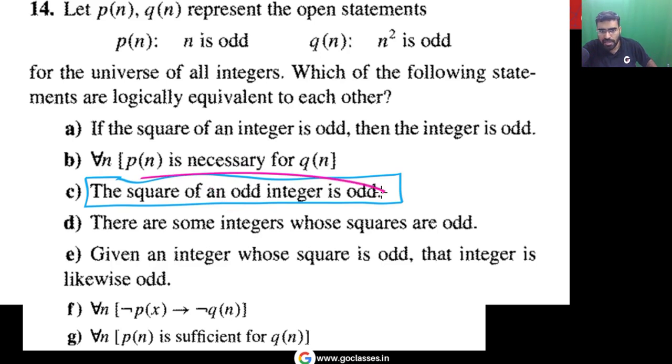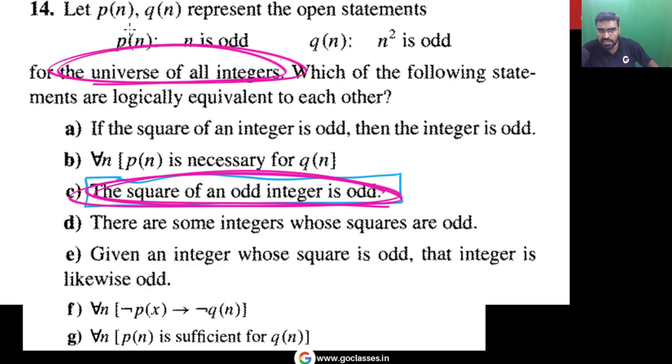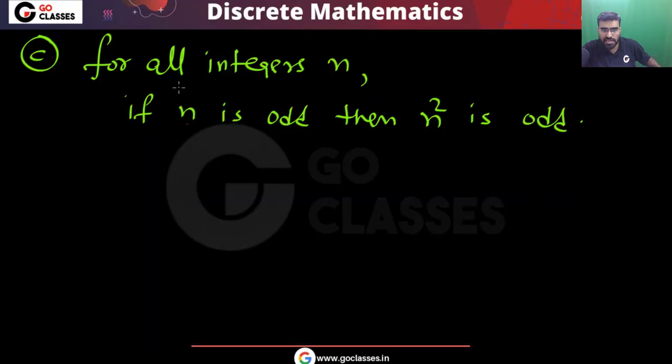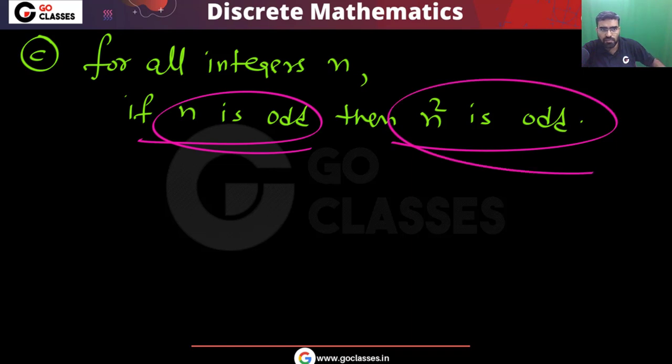So remember, in this statement, option C, the universal quantification is hidden. Again, we are talking about all the integers. We are saying for all integers n, if it is odd, then its square is also odd. So this is your statement C. We are saying the square of an odd integer is odd, meaning for all integers, if it is odd, then its square will be odd.